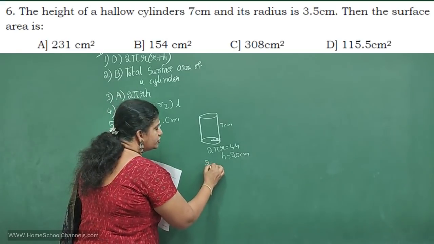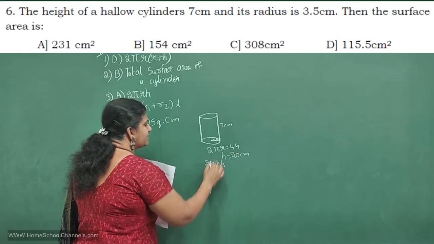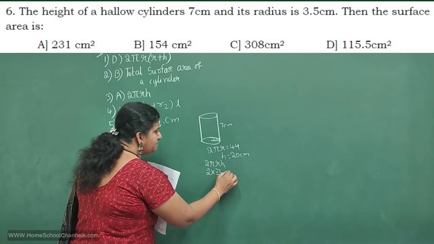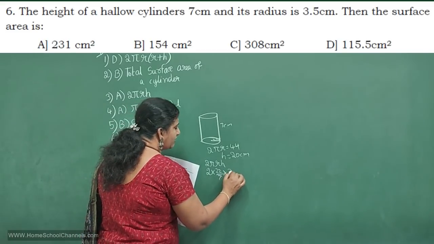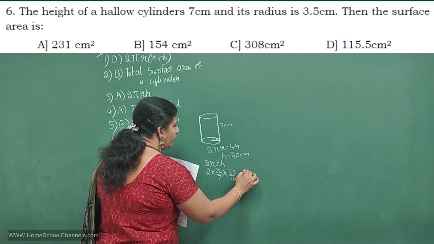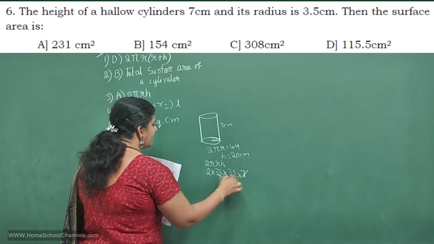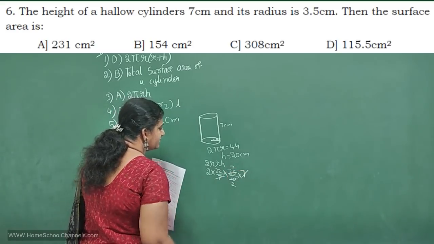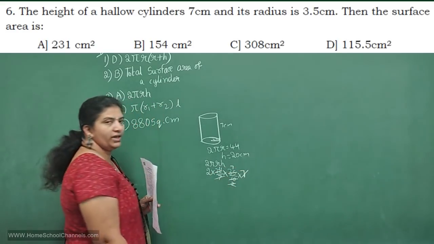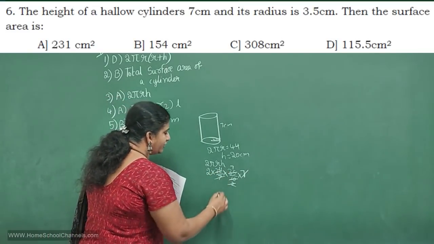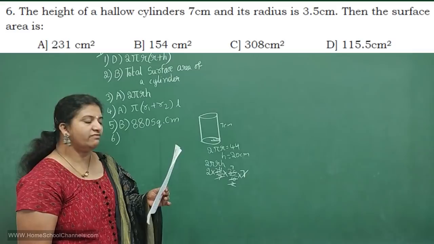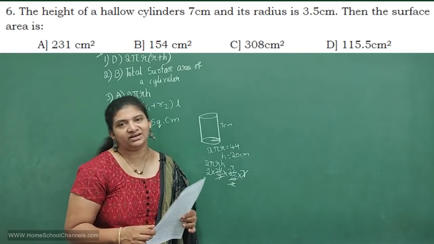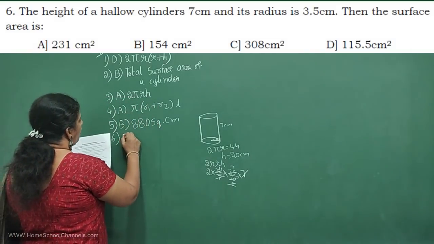CSA formula is 2 pi r h. Substitute the radius and height. Pi value is 22 by 7. Radius is 3.5. I may write it as 35 by 10 into height 7. 7 cancel. And this will be 5 2s are 5 7s are 2 11s. Okay. Then 11 2s are 22, 22 7s are. It will be 154. Which option is right, children, here? Option B, 154 centimeters square.